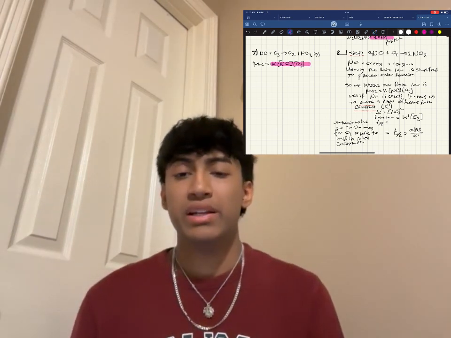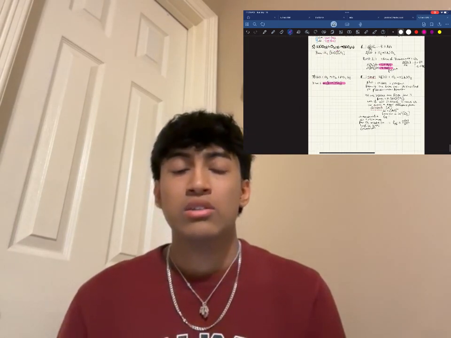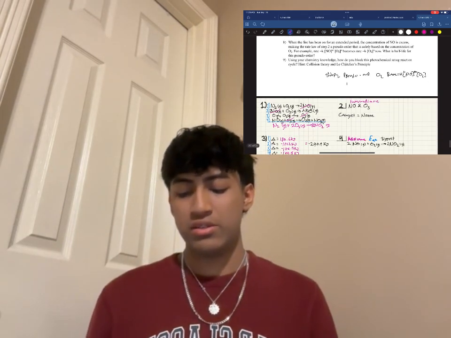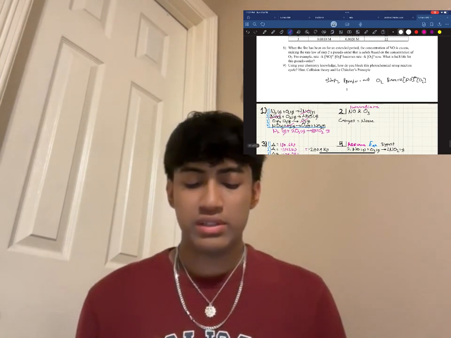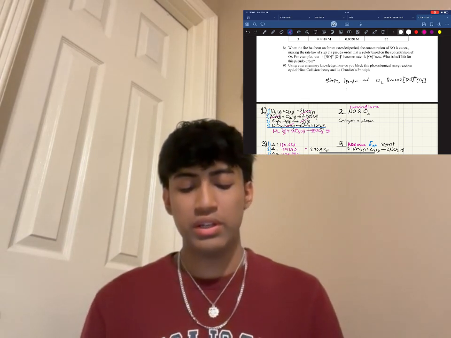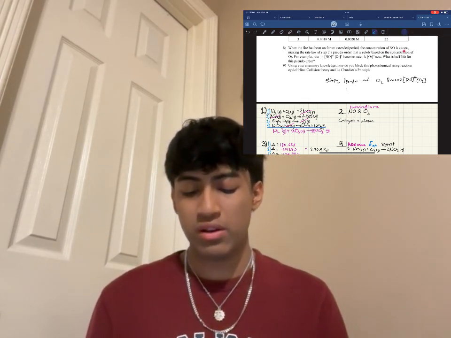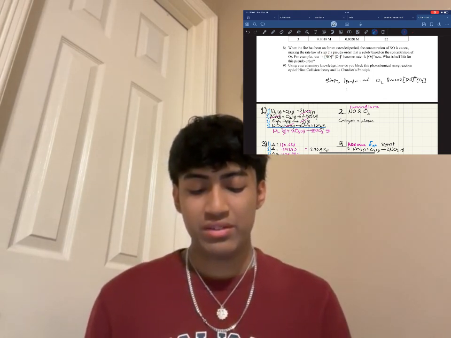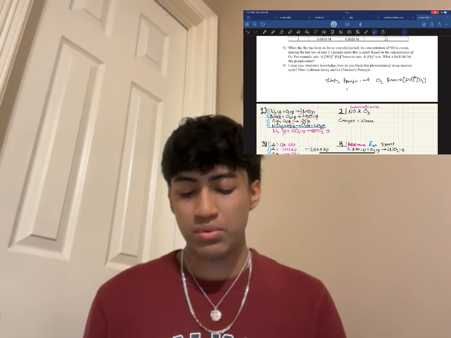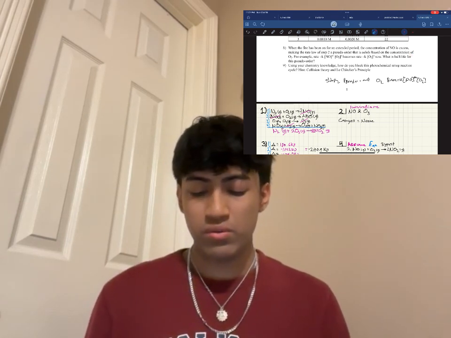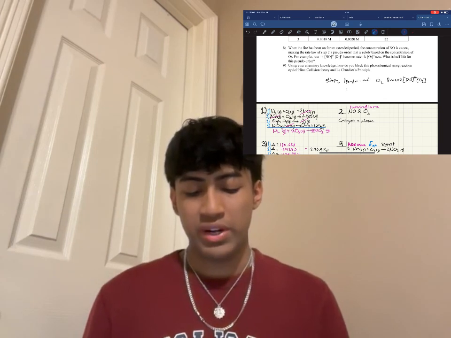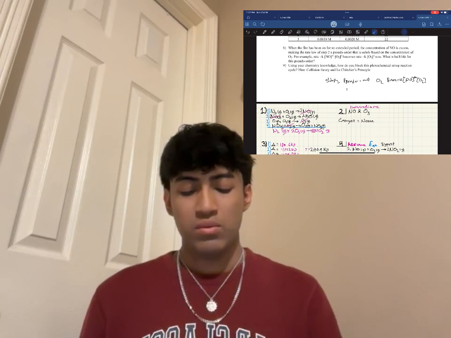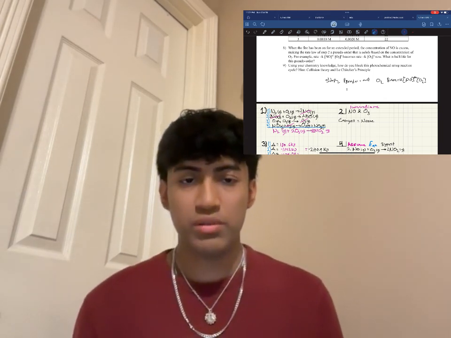All right, so number 8, I think this might be the hardest one, honestly. So we'll just summarize it. Number 8 is asking us, when the fire has been on for an extended period, the concentration of NO is in excess, making the rate law of step 2 a pseudo order that is solely based on the concentration of O2. For example, rate equals K times NO times O2, so rate equals K times O2 now. So which is the half-life for the pseudo order?